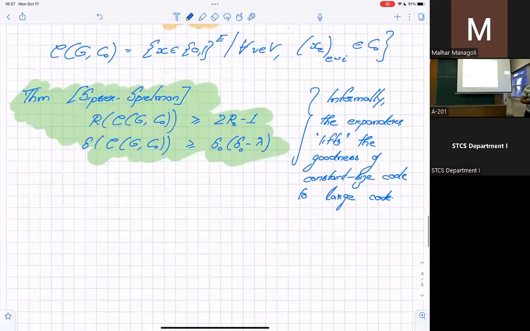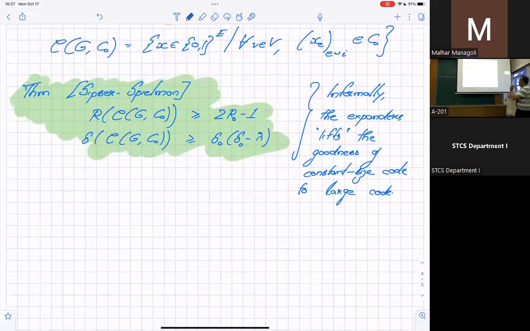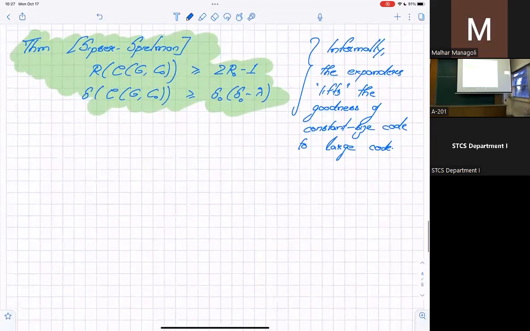This theorem I will not prove; you will see this in the homework. But what I want to state is what's the main tool that's used to prove this theorem. This is what will be called the expander mixing lemma. What is the property of spectral expansion?